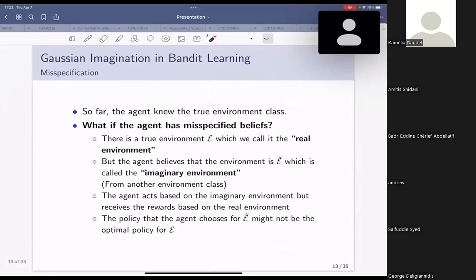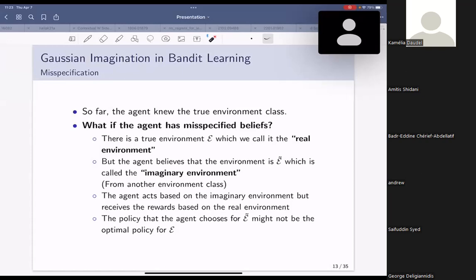Okay, so far we assume that the agent knows the true environment. For example, it knows that the environment is a Bernoulli or a Gaussian environment. But the question this paper has tried to answer is: what if the agent has misspecified beliefs? What does this misspecification mean?